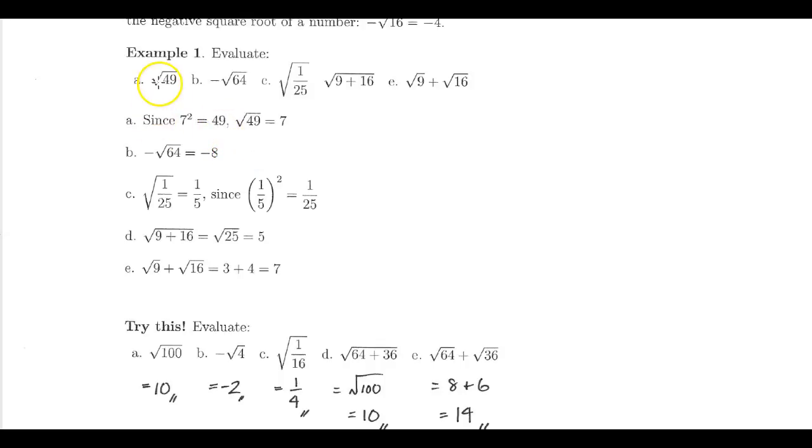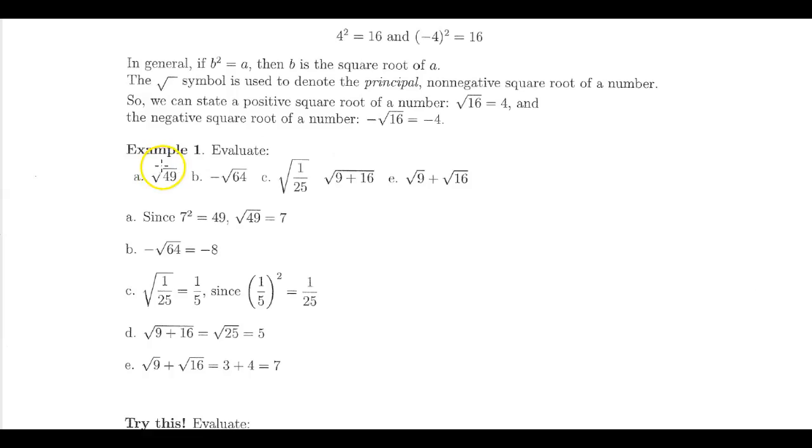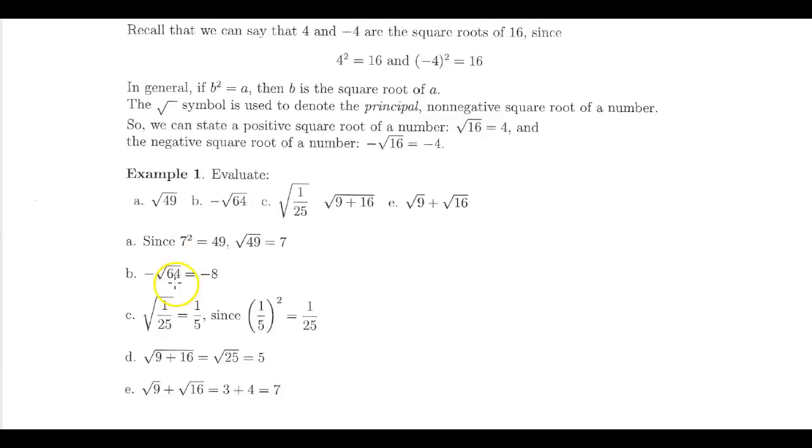So for the square root of 49, since 7 to the second power is 49, the square root of 49 is 7. In part B, we have that the opposite of the square root of 64 is the opposite of 8, or -8. And if we take the square root of 1/25, that's 1/5, because if I take 1/5 times 1/5, we get 1/25.